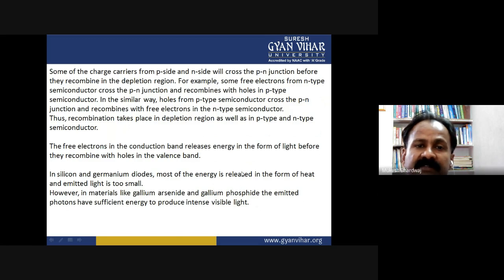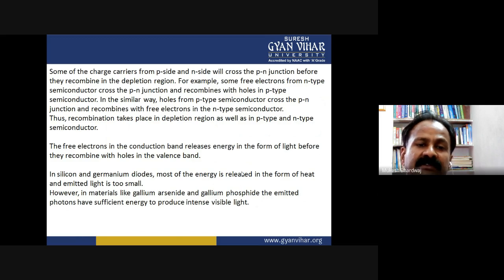Some of the charge carriers from the P side and N side will cross the PN junction before they recombine in the depletion region. For example, some free electrons from the N-type semiconductor cross the PN junction and recombine with the holes in the P-type semiconductor. In a similar way, holes from the P-type semiconductor cross the PN junction and recombine with free electrons in the N-type semiconductor. Thus, recombination takes place in the depletion region as well as in the P-type and N-type semiconductors.